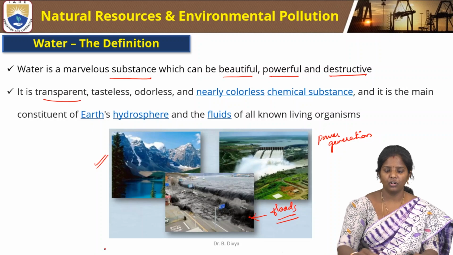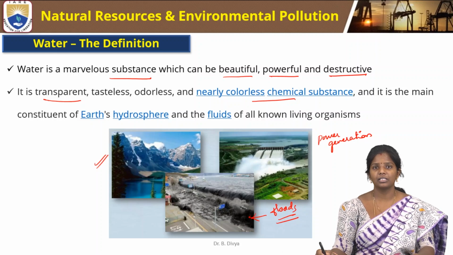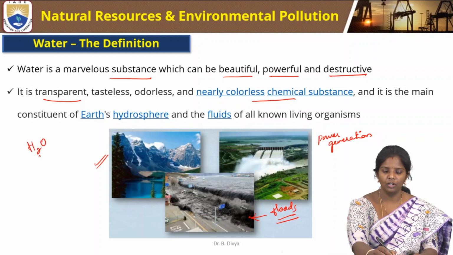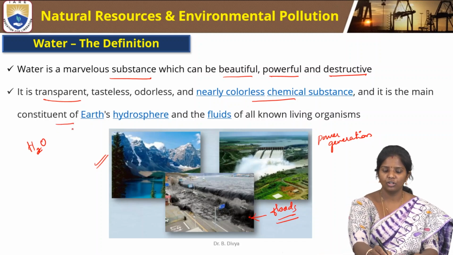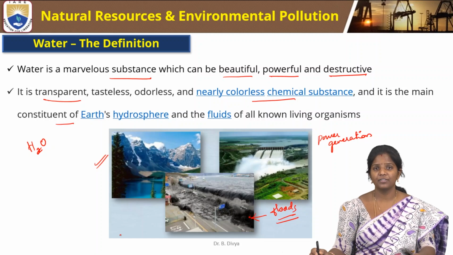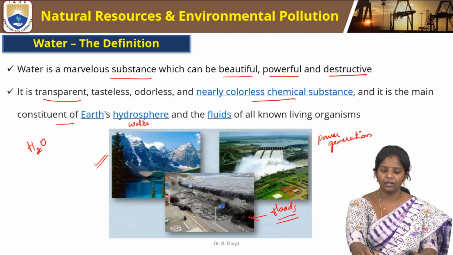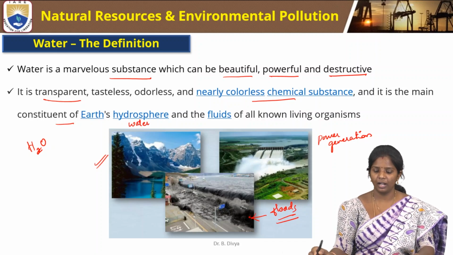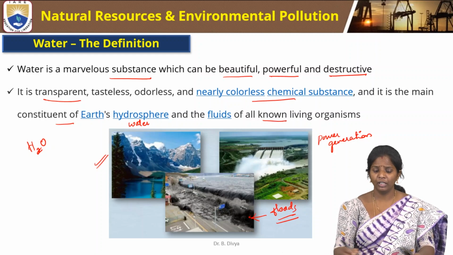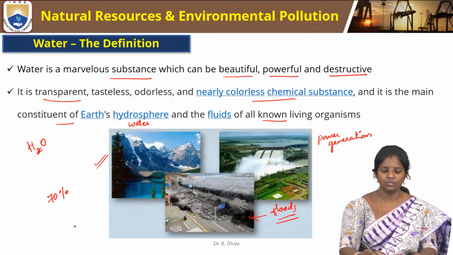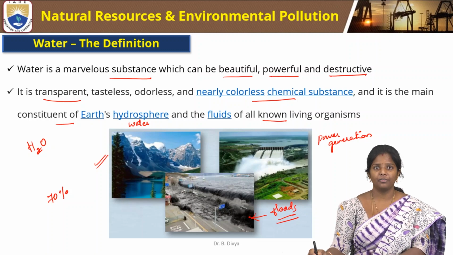Water is a transparent, tasteless, odorless and nearly colorless chemical substance with the chemical formula H2O, with 2 hydrogen atoms and oxygen, and it is the main constituent of Earth's hydrosphere. We have seen in the previous session the biosphere. Hydrosphere contains the water that is a part of the biosphere and the fluids of all known living organisms. We all know our body contains about 70% water. Similarly, all living organisms require water for survival.